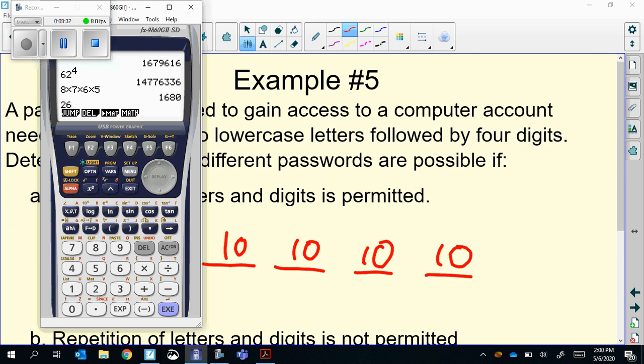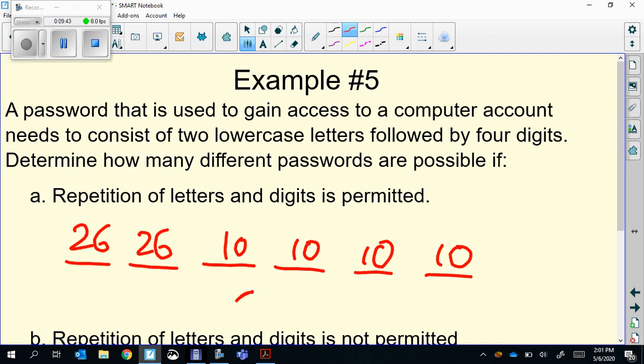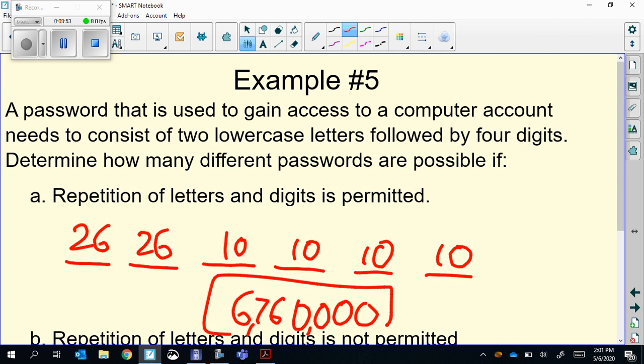26 times 26 times 10, 10, 10, 10. That's going to add 4 zeros onto that. So 676, and then each 10 just adds a 0. And if you want to put your commas in there, it's almost 7 million. A little bit less.